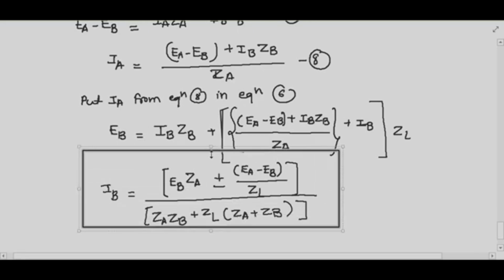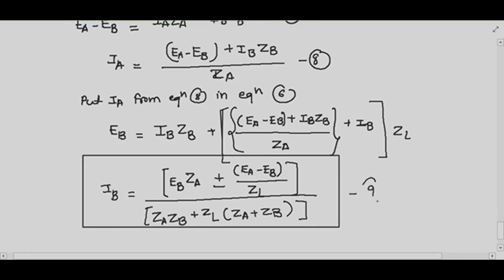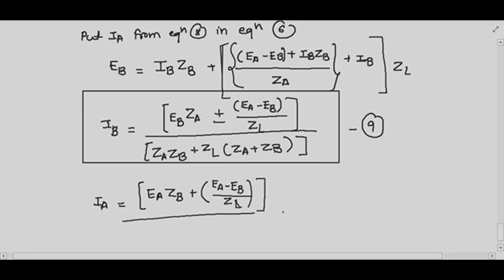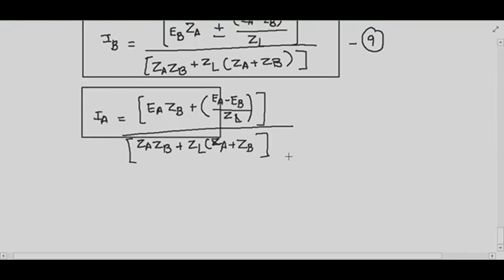And if we apply the symmetry of this equation for finding out IA, I will get the next equation, that is for IA. So what is IA? If we apply the symmetry, what we will get? Instead of EB, EA will become, instead of ZA, ZB will become, plus in bracket EA minus EB divided by ZL, this remains same, and the denominator also remains same, that is ZAZB plus ZL into ZA plus ZB. This is our equation number 10.